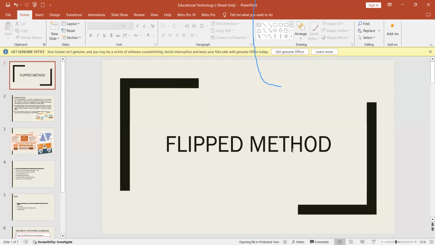It's actually putting the traditional classroom upside down. So we will have to look at some more examples of the flipped method. So let me actually find an example for you.